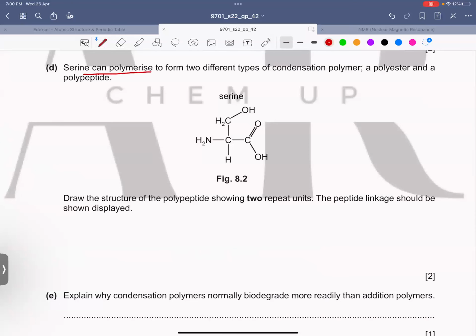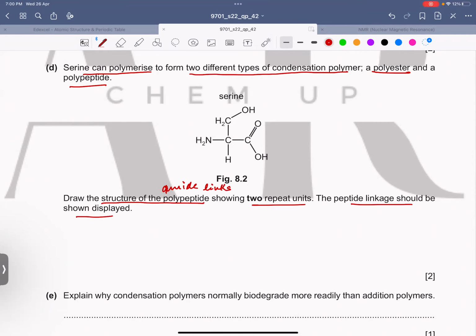Okay. Now, serine can polymerize to form 2 different types of condensation polymer, a polyester and a polypeptide. Draw the structure of a polypeptide showing 2 repeat units. If it's a polypeptide, there must be amide links. It's a polyamide as well. The peptide linkage should be displayed.